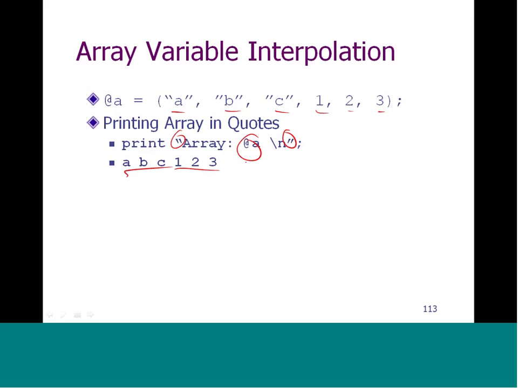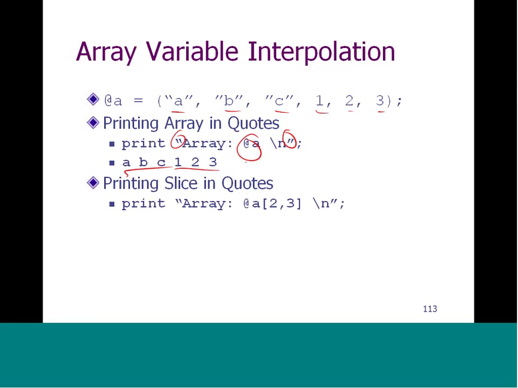So it's very versatile in that sense. That's why, I mean, print out A, B, C, and 1, 2, 3. When we use a slice, so here it's 2, 3. So you know that this is index 0, 1, 2, 3, 4, 5. So now what it prints out is C and 1, which is the correct thing for index 2 and 3.